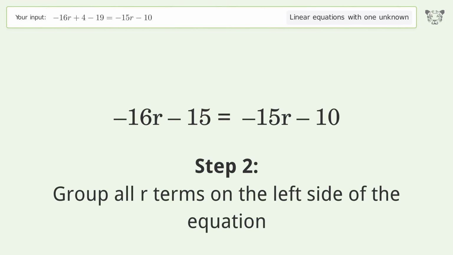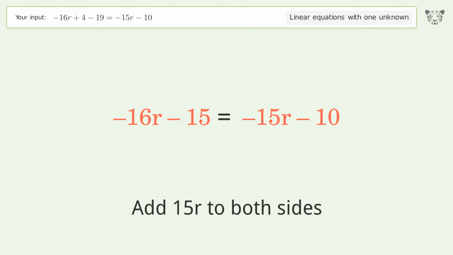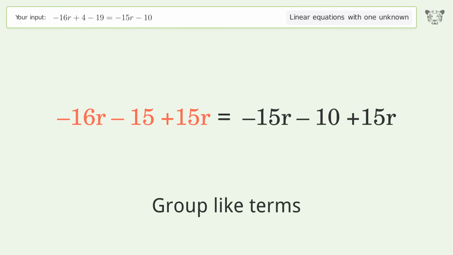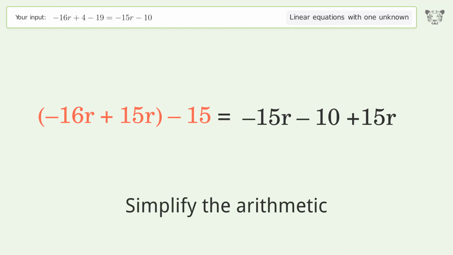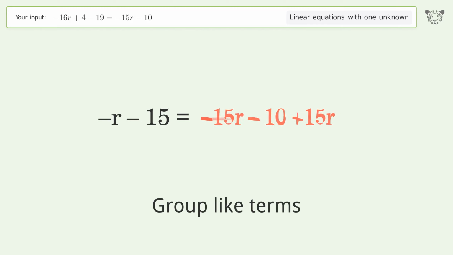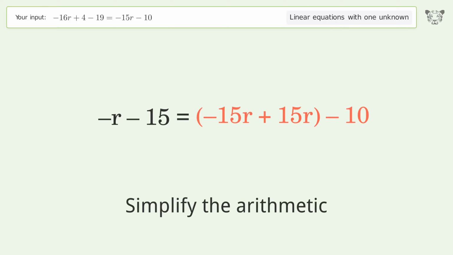Group all r terms on the left side of the equation. Add 15r to both sides. Group like terms. Simplify the arithmetic. Group like terms. Simplify the arithmetic.